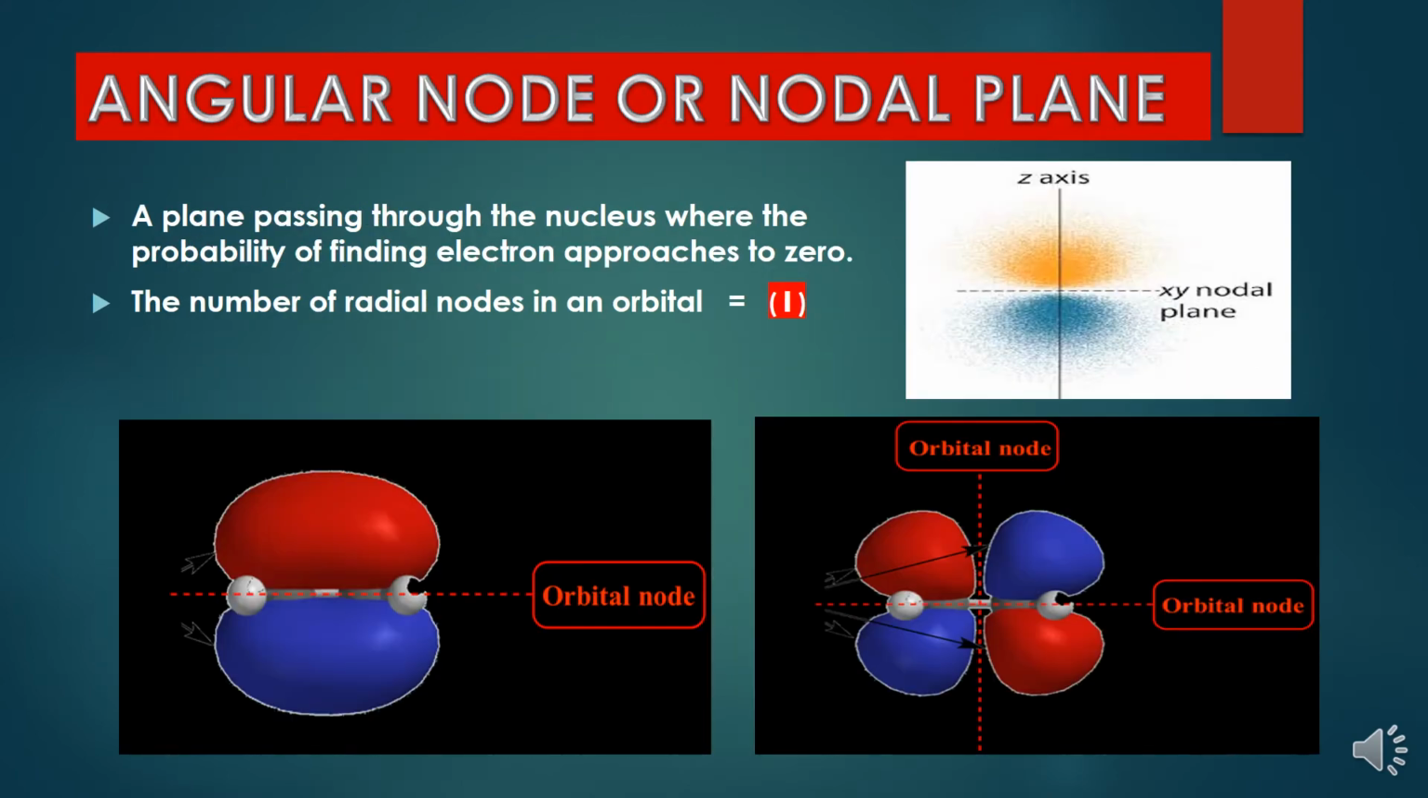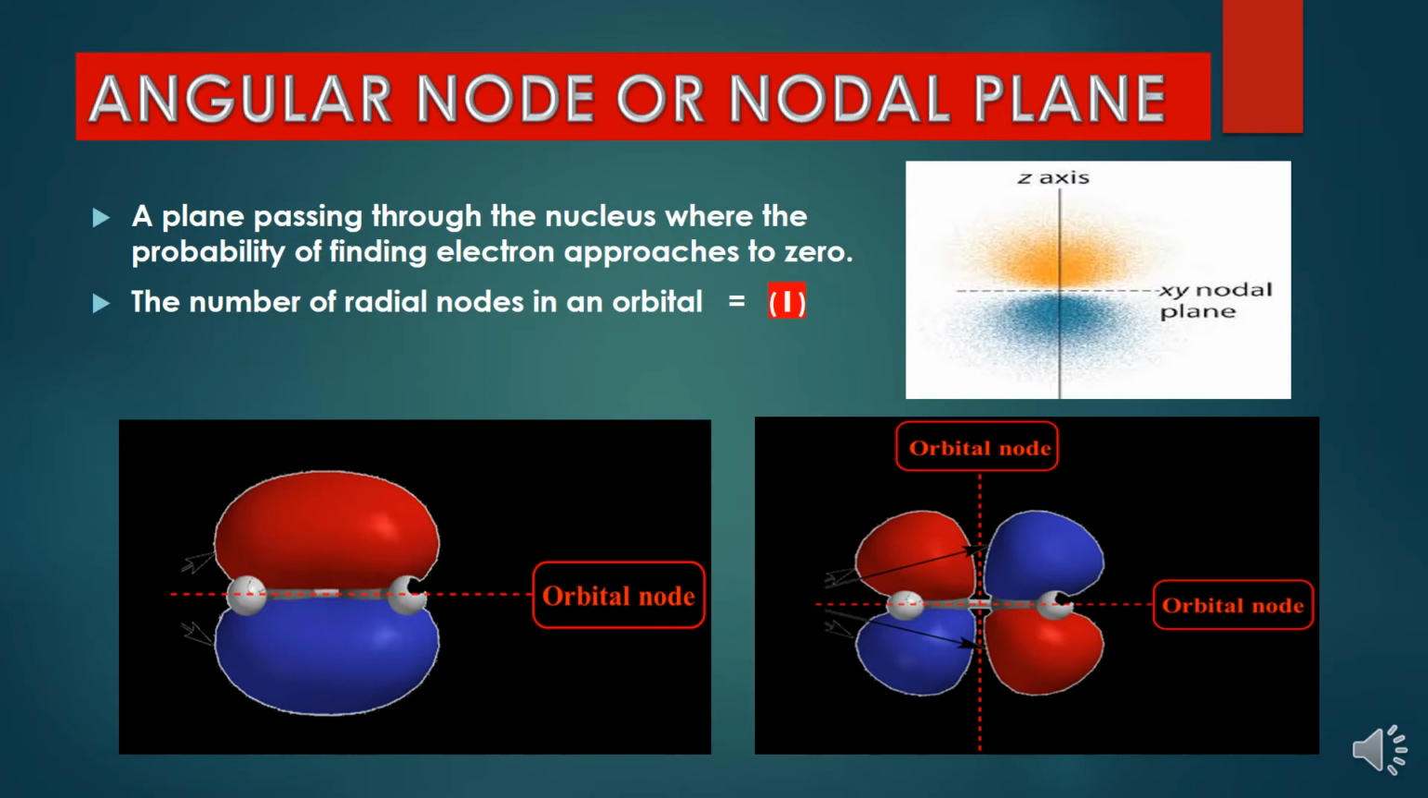And the second type of nodes are called angular nodes or nodal planes. These are actually planes which are passing through the nucleus where the probability of finding an electron approaches zero. So this type of node is present when orbitals have some other kind of shape as compared to spherical. For example, p and d orbitals have double dumbbell or clover-like shape. तो उनकी shapes के बीच में इस तरह के planes आप देख सकते हो. In p orbital there is one nodal plane, in each d orbital there are two nodal planes.